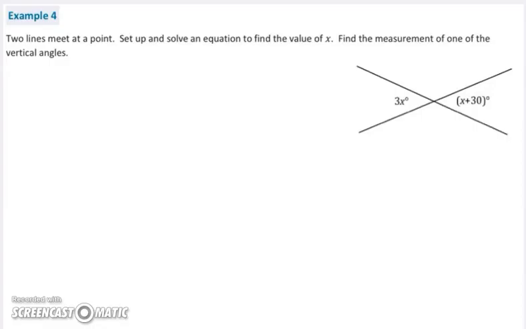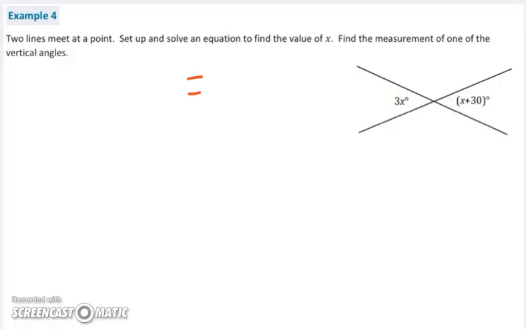Example 4. Again, we have two lines meeting. We'll set up and solve an equation for the value of x. And we actually told you right here that it's already a vertical angle. So that's nice and easy, hopefully. Again, vertical angles are equal to each other, so we will begin with an equal sign.